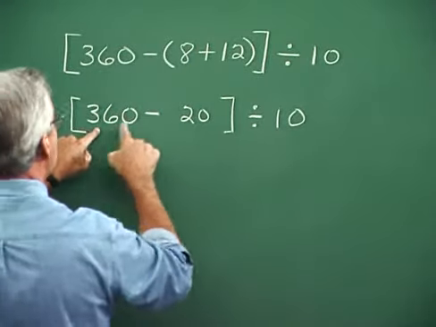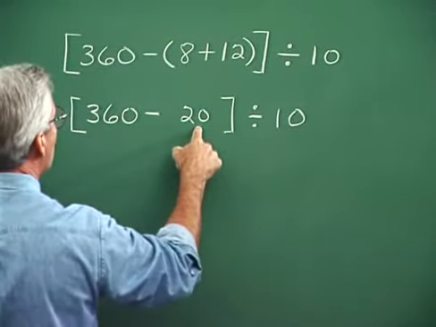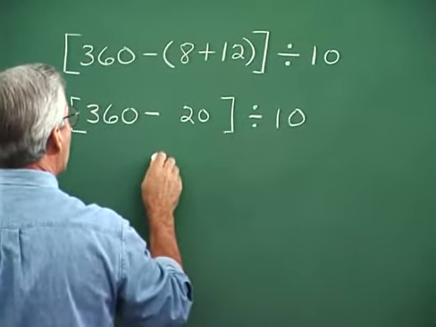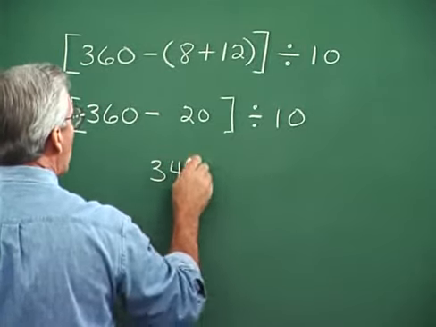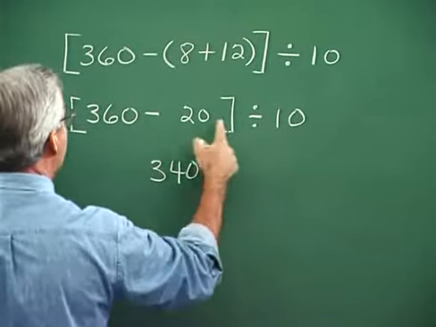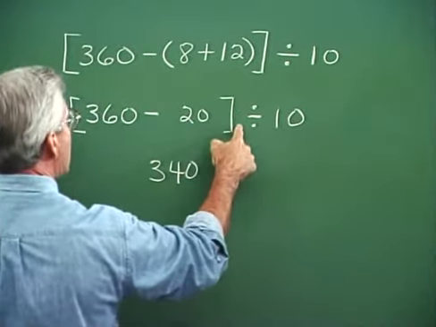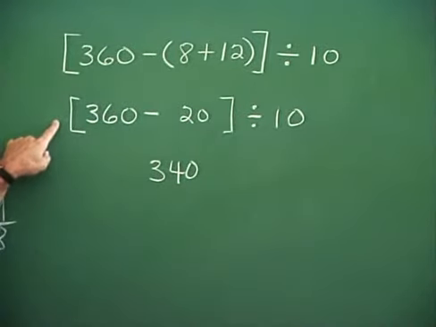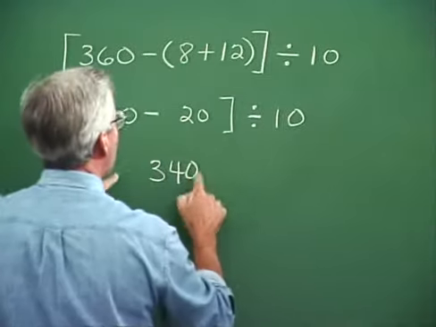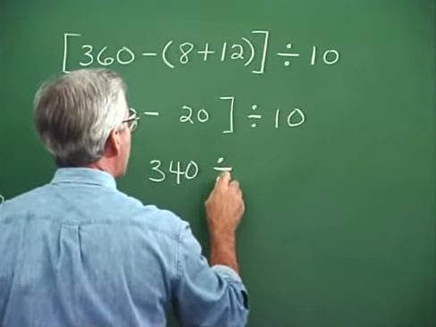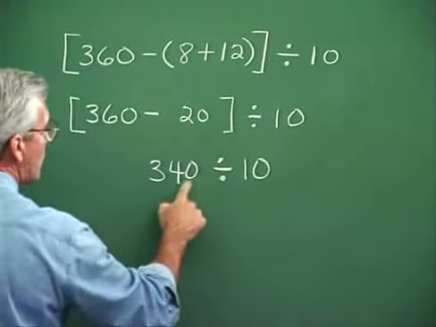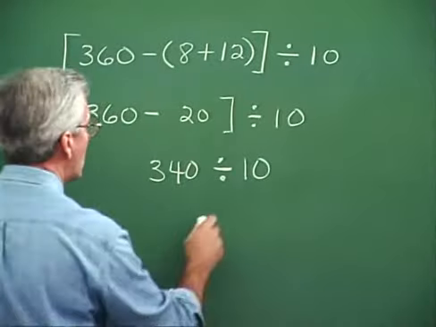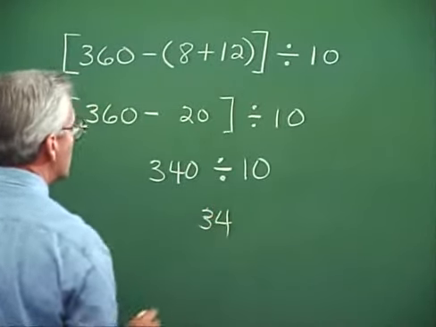And now collecting in here, we have 360 minus 20. Oh, that's 340, so I could write 340 with or without the bracket because there's nothing being multiplied outside here, except perhaps we could think of an understood 1. So 340 then divided by 10, and 340 divided by 10 is 34. So 34 is our answer.